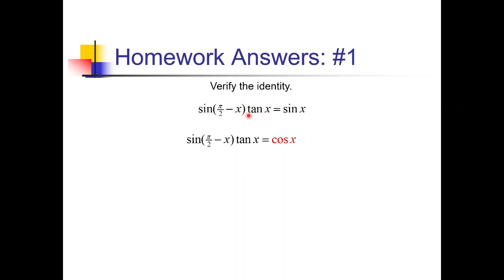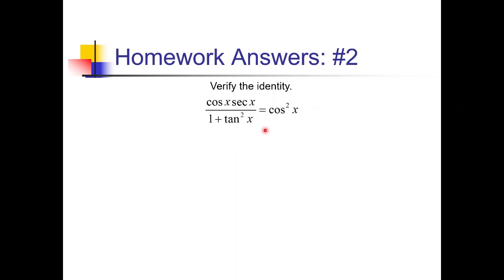And this tangent, I can also start working on that. I can turn this into sine over cosine because there's nothing else left to do other than sine and cosine at this point. So then we have these cosines canceling out, leaving us with sine of x, and that proves the identity because that's what was on the other side there.